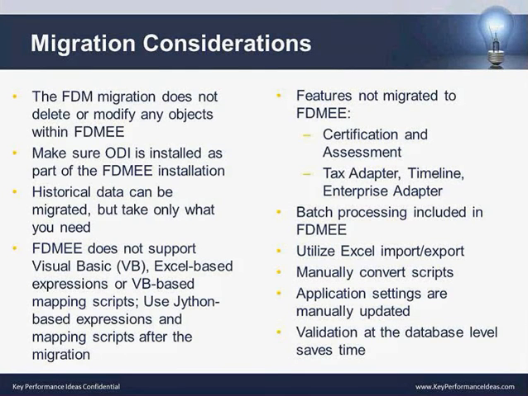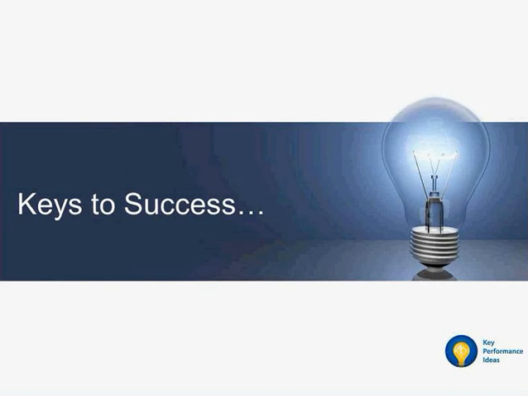The tax adapter didn't come over, the timeline didn't come over, and then the enterprise adapter did not come over either. The batch processing did come over, so if you want to do a lights out process, that is available utilizing Excel, which we talked about. Manually, you have to convert those scripts. And then if you want to really save some time on the validation, you're going to want to do that inside of SQL. So that's going to help you reconcile what's been brought over versus where you want to be.